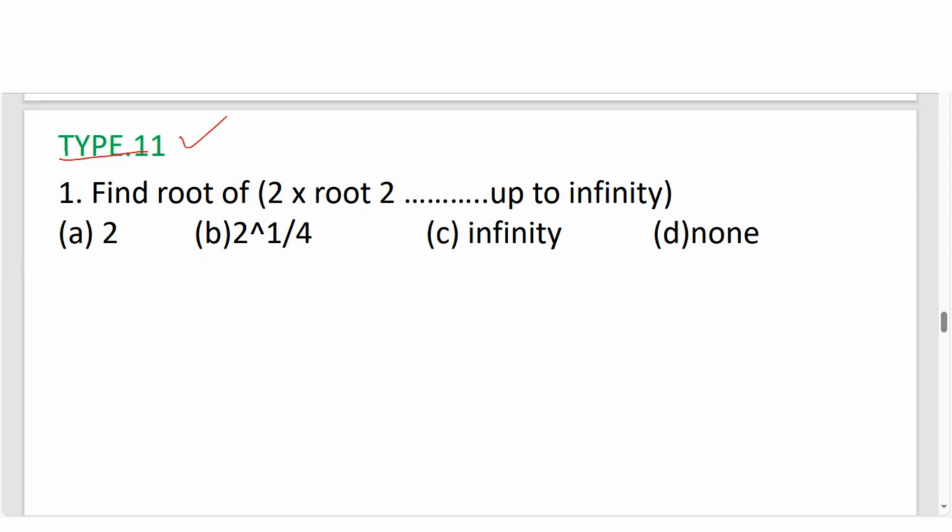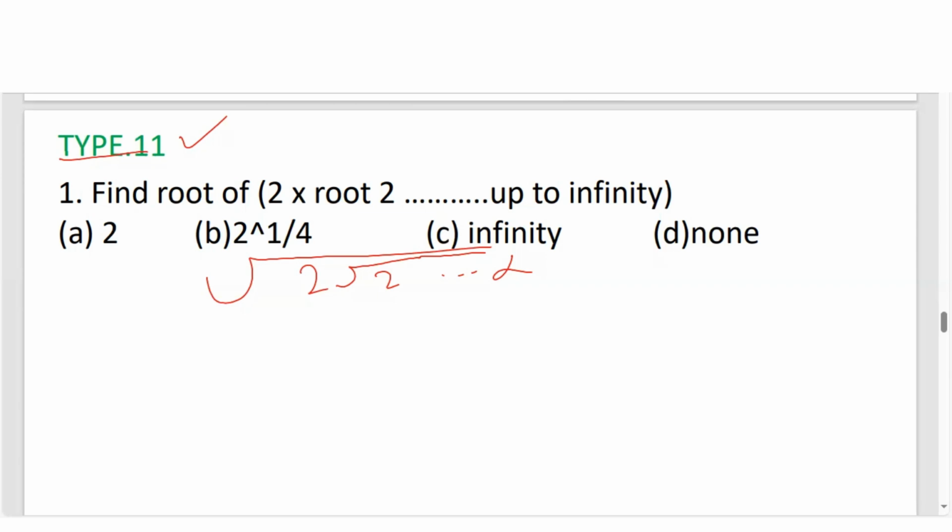That means our question is: find the square root of 2 root 2, and this goes up to infinity, right? So how can we solve this type of question? Previously we have done type number 10, that is square root of 2 into root 2, or 2 into any number of roots given. Now it is given up to infinity. Then what will we do?